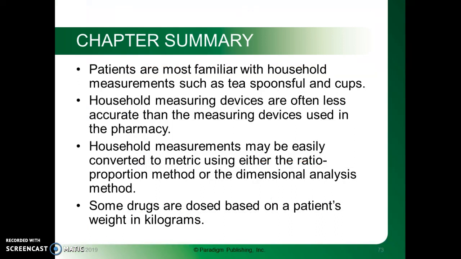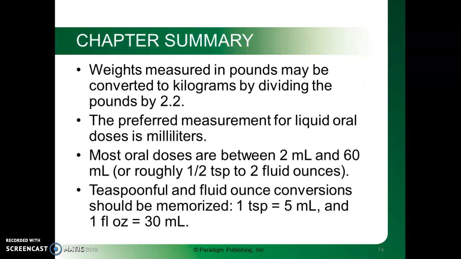So in summary, patients are most familiar with household measurements such as teaspoonfuls and cups. Household measuring devices are often less accurate than the measuring devices used in the pharmacy. Household measurements must be easily converted to metric using either ratios and proportions or dimensional analysis. Some drugs are dosed based on the patient's weight in kilograms, so it's very important that you understand how to divide by 2.2 if you're converting from pounds to kilograms.